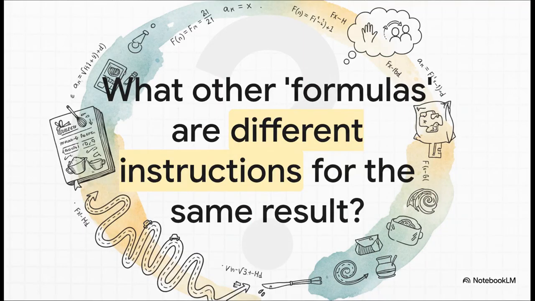So, we've seen how two totally different mathematical languages can get you to the exact same place. It really makes you wonder, doesn't it? What other formulas do we use in our everyday lives, like a recipe or driving directions or even a piece of advice, that are really just different sets of instructions for getting to the same result? Something to think about.